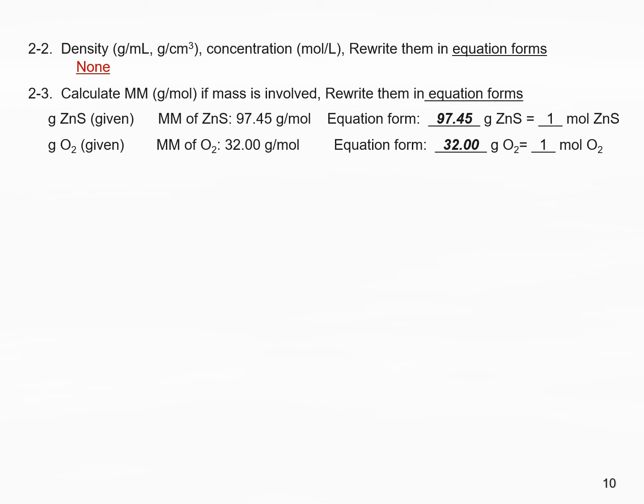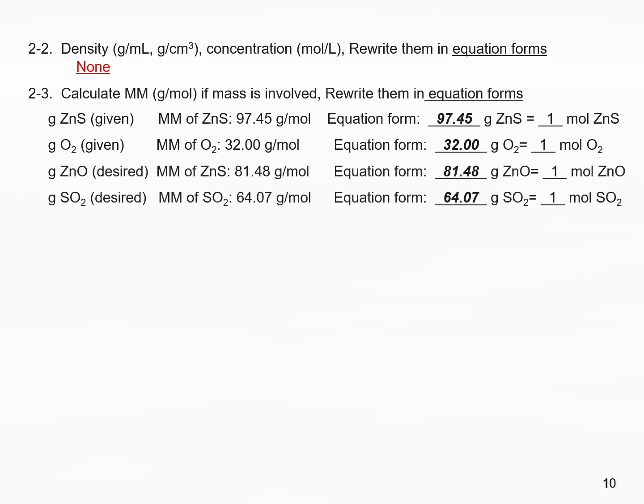This time I want you to attach the entities, because we have many molar masses and we need to know which molar mass is for what substance. Same reason, 32 grams of oxygen equals 1 mole of oxygen. Remember, the question also asks for the theoretical yield of zinc oxide and sulfur dioxide, so we get the molar mass of these two as well. And here are the 4 conversion factors we collected so far.